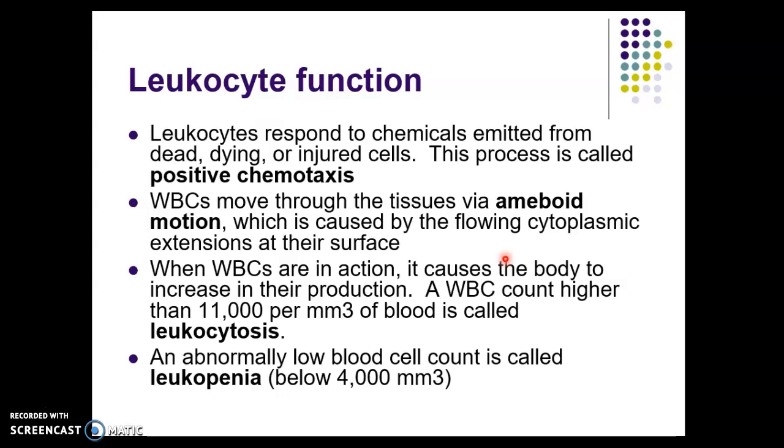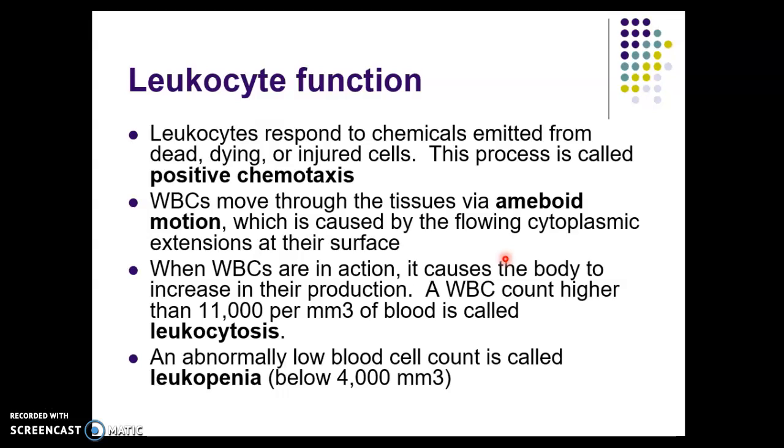When a leukocyte is responding to a dead cell, a dying cell, some sort of infection or injured cell, cells basically communicate via chemicals. When an injured cell gives out a chemical and calls for white blood cells to come to their aid, that's called positive chemotaxis. And the way in which the white blood cells are doing that diapedesis is called the amoeboid motion. So they basically use these cytoplasmic extensions to kind of grab and pull, and get themselves around the body.